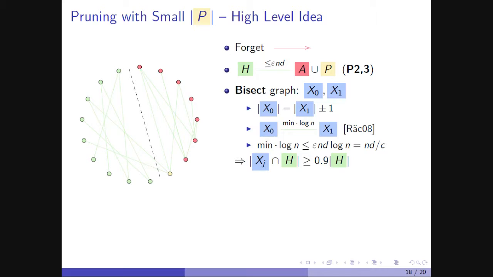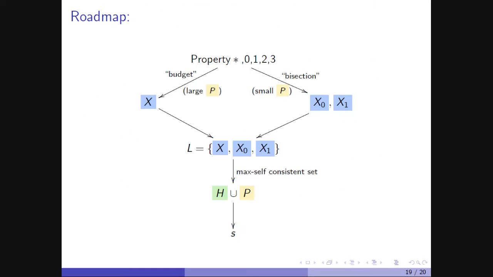And there is an actual algorithm by Räcke that has a logarithmic factor more cross edges than the minimal cut for sets of this size. This means that, since we have this property, we know that the minimum cut times log n is bounded by this. And this can be set up to be a constant fraction. This means that essentially one of these two sets is very honest. And it turns out that it's honest enough that there is a simple method to expand it to the whole set of honest union P.